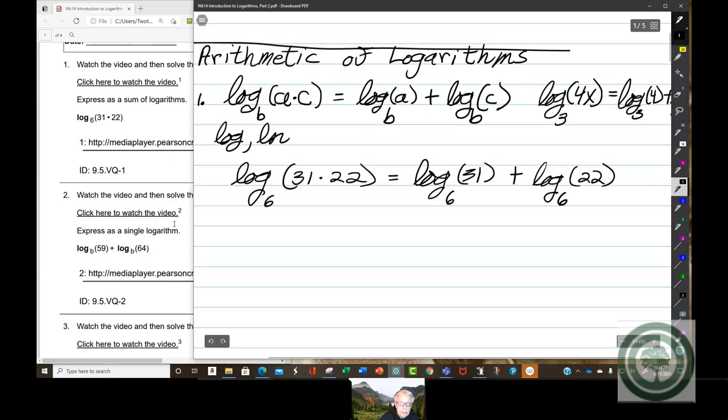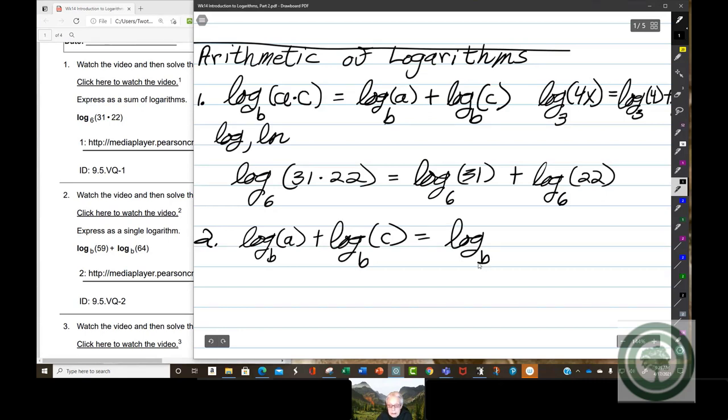Okay, now, number 2 gives us the flip side. All right, if log base b of a times c equals log base b of a plus log base b of c, it's got to be true that log to any base of a plus log to any base of c equals log to any base of a times c.